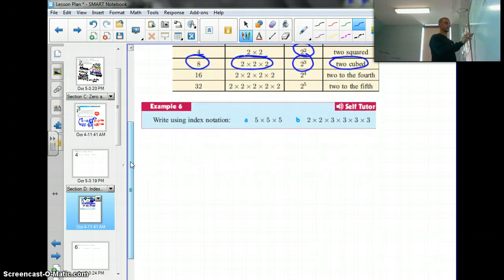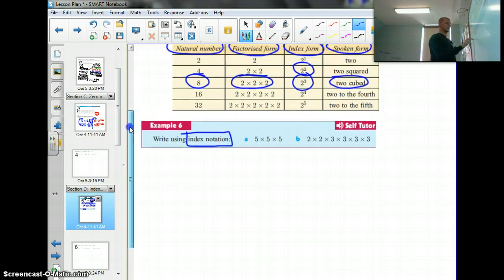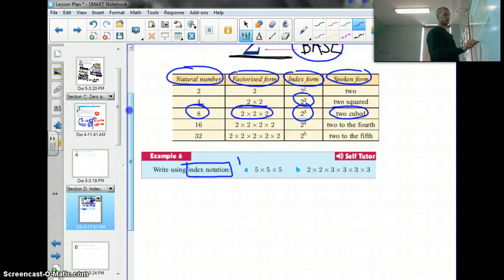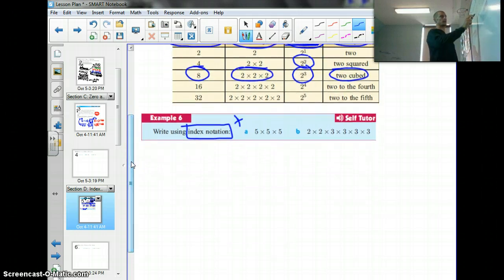These ones are saying write using index notation. So we're going to put these 2 questions in index form. Whatever number is being multiplied by itself a whole bunch of times is always going to be your base. So the 2 here is being multiplied by itself. Down here, it's the 5. So 5 is going to be my base. And what do you think my exponent's going to be? It's going to be the amount of 5s that I have.